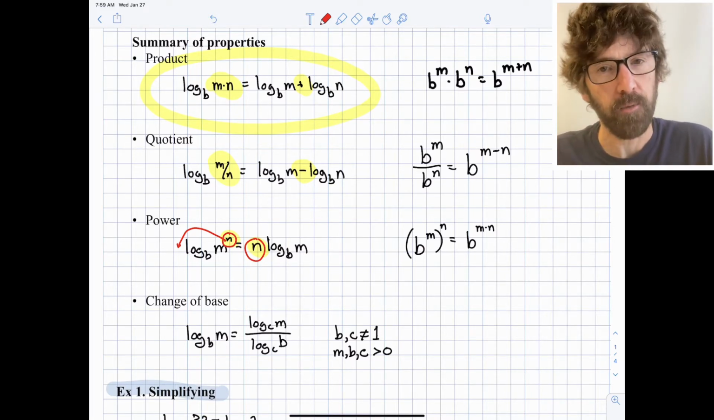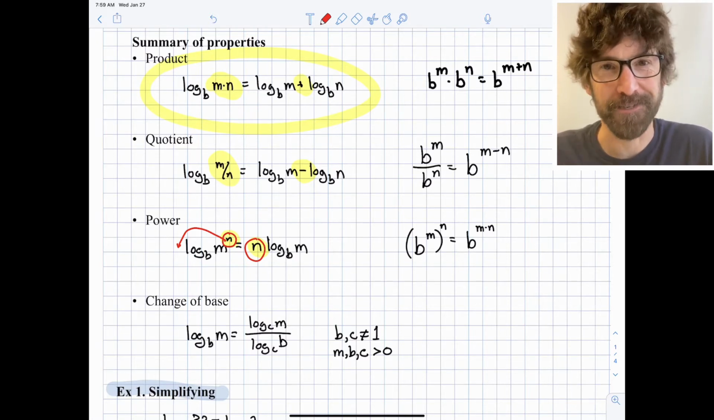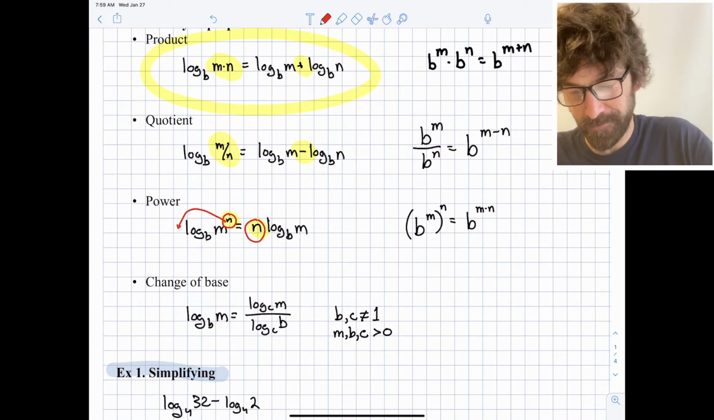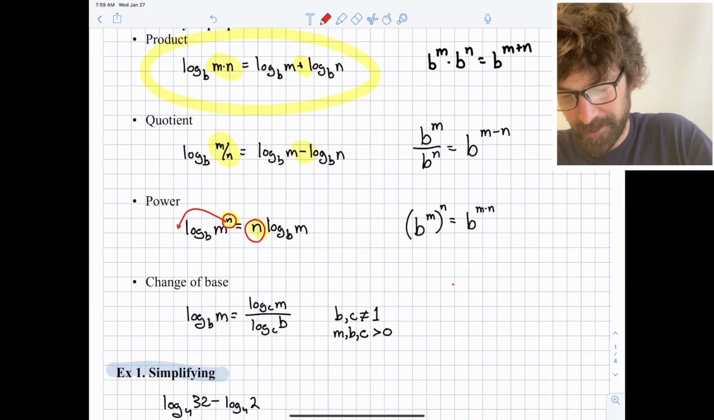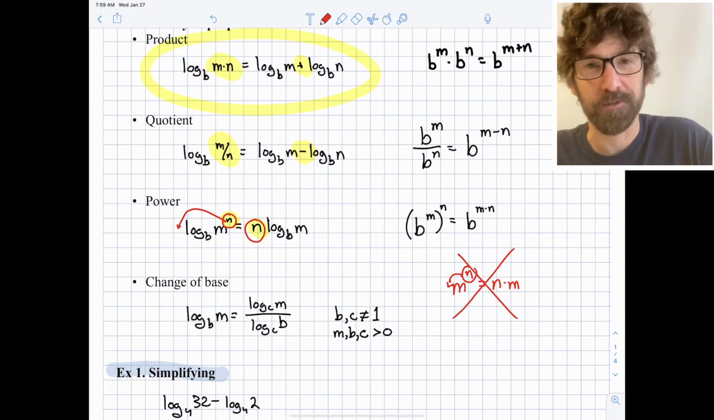Okay, I want to make a quick caveat. This applies to logarithms. This doesn't apply to general arithmetic, right? So we can't do this. We can't say that m to the n is equal to, we can't bring that n down out front and say that's the same as n times m. That doesn't work. This only applies in the world of logarithms.